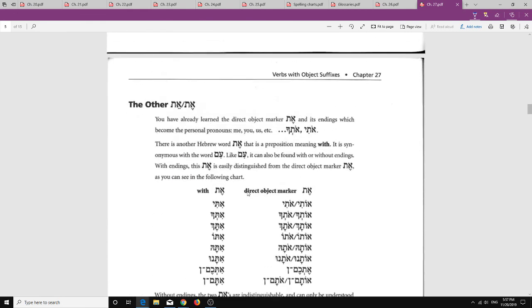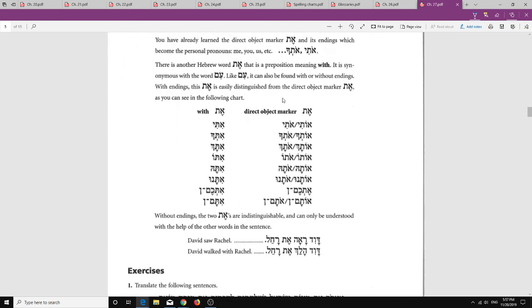Okay, last thing, and then we're done with this chapter. I mentioned it earlier in our vocab. Et, with, or together with, looks exactly like our direct object marker, right? And it is a complete synonym to a word that we already know, im. So im is also with or together with. So how do we distinguish the two? How do we know if we come across et, whether it's the direct object marker or the preposition?